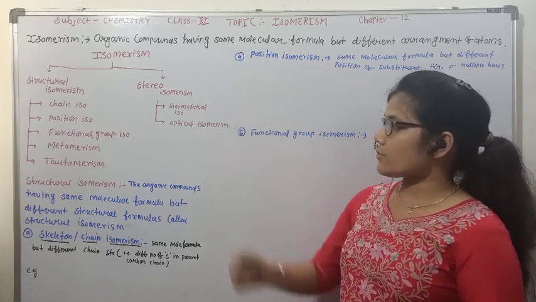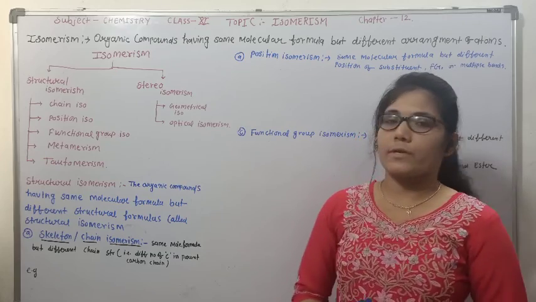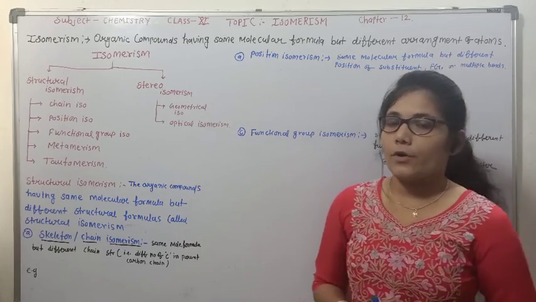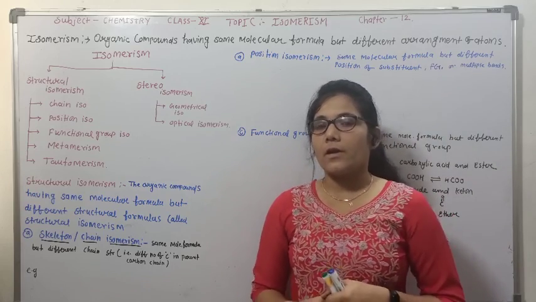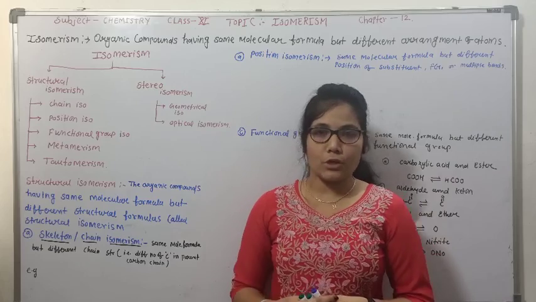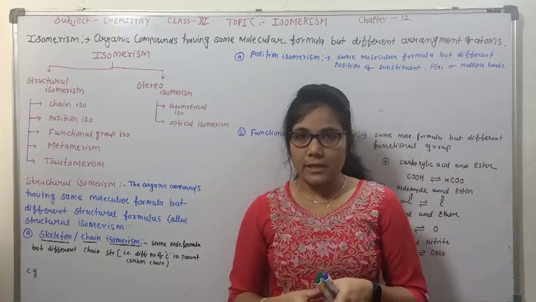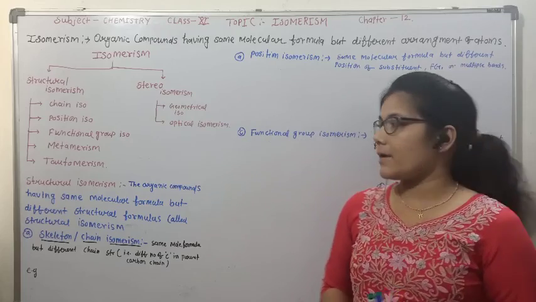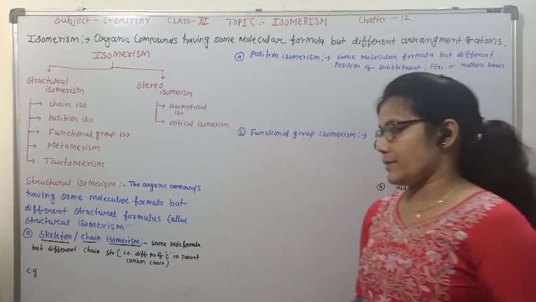The second class of isomerism is stereoisomerism. Stereo means the arrangement of atoms in 3D. We will see the three-dimensional arrangement in stereoisomerism. There are two types of stereoisomerism, geometrical and optical. We'll discuss it later. So let's start with structural isomerism.